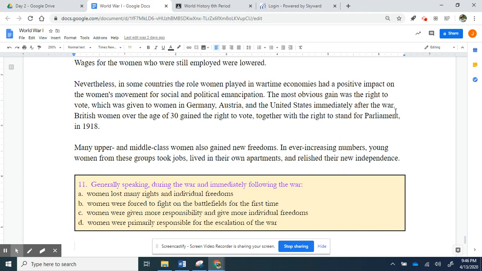So question 11 asks, generally speaking, during the war and immediately following the war, A, women lost many rights and individual freedoms. B, women were forced to fight on the battlefields for the first time. C, women were given more responsibilities and given more individual freedoms. Or D, women were primarily responsible for the escalation of war. The correct answer for 11 is C.